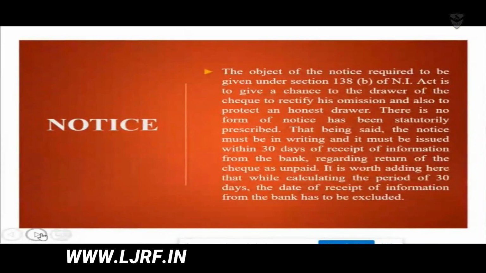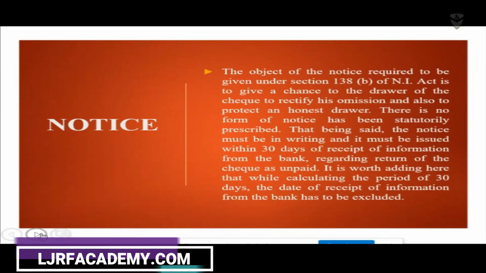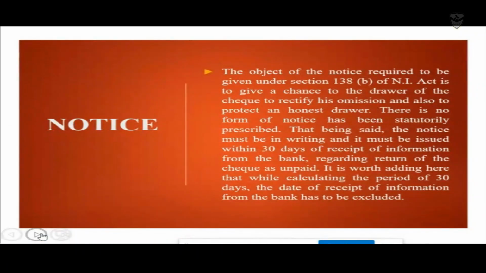The objective of the notice required to be given under Section 138 of the NI Act is to give a chance to the drawer of a cheque to rectify his omission and also to protect an honest drawer. There is no form of notice statutorily prescribed. That being said, the notice must be in writing and it must be issued within 30 days of receipt of information by the bank. So that means once you receive the dishonor memo, within 30 days he has to issue a notice to the drawer.